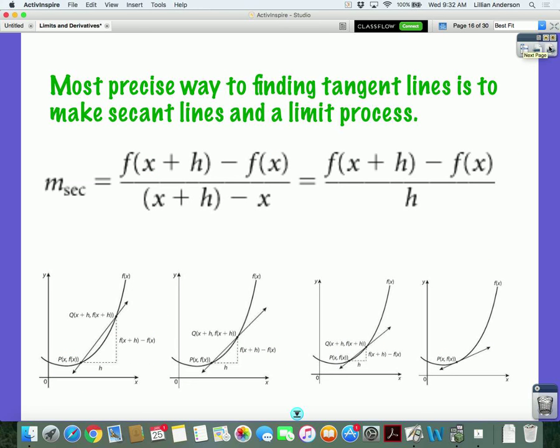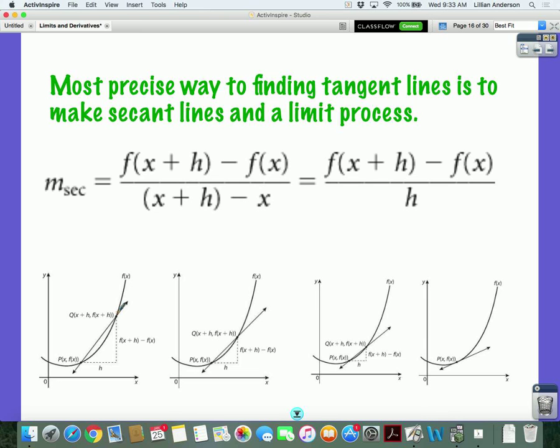Now, the most precise way to find the slope of these tangent lines is basically making secant lines and applying the limit process. So stay with me. Take a look at this picture right here. This very first picture shows a curve and a secant line. Now, secant is different from a tangent. A secant cuts a curve at two different points. As you can see, this is the point x, f of x. This is the point x plus h, f of x plus h. Basically two points.